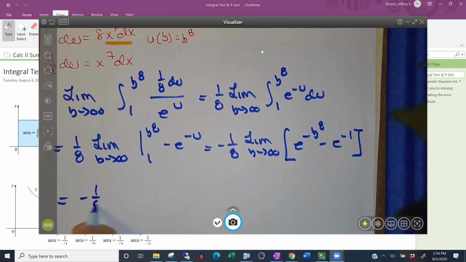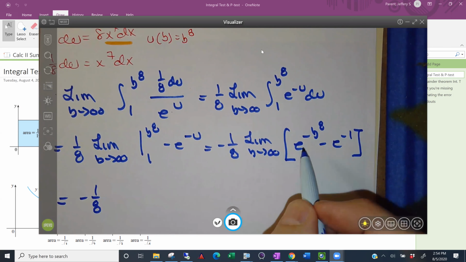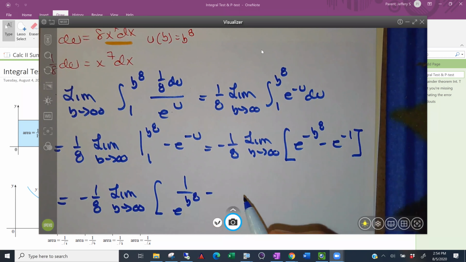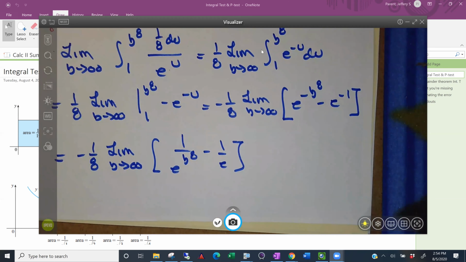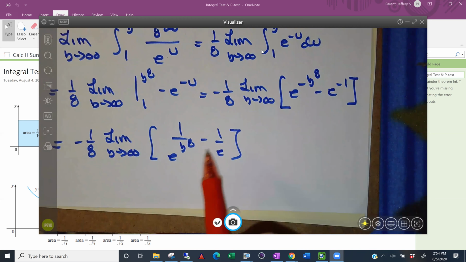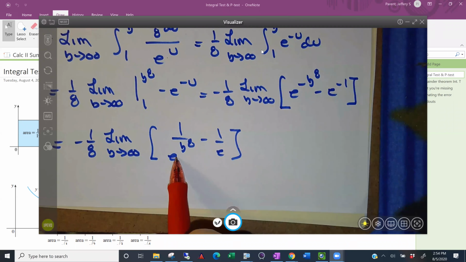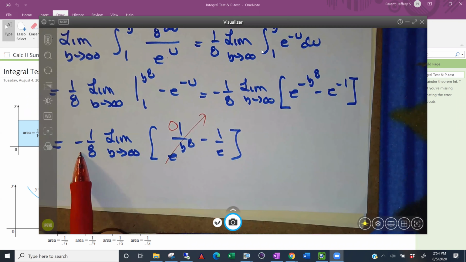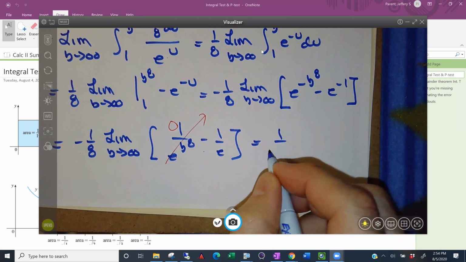This can be negative 1/8 of, this term's going to go to 0. Let me help motivate that by rewriting it a little bit as 1 over e to the b to the 8th minus 1, minus 1 over e. Might as well do it that way. This term, as b approaches infinity, goes to 0. So I'll have negative 1/8 times negative 1 over e is going to be a positive 1 over 8e.